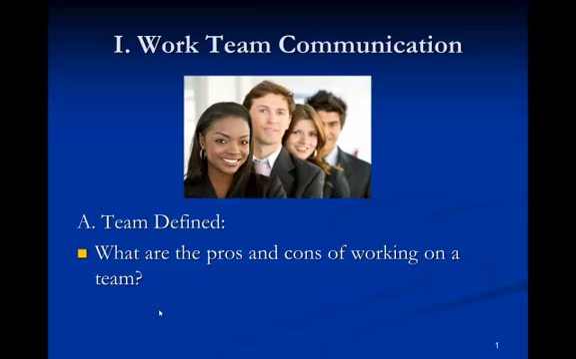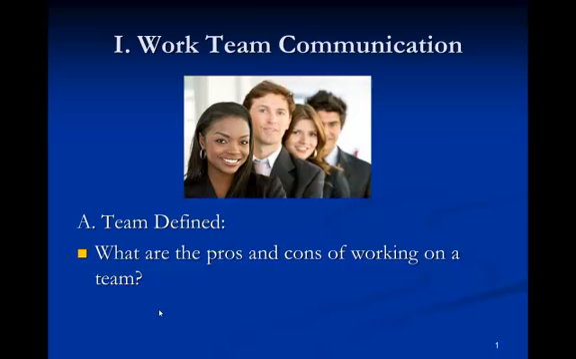Cons. Well, cons many times center on people not doing their fair share. Yes, people have different standards for their work, but you want to make sure that in a group you are doing your fair share and you are pulling your weight. I tell students, do your fair share and more. Also, sometimes it just takes a little bit longer in a group to reach a consensus, to come to an agreement before you can move on.